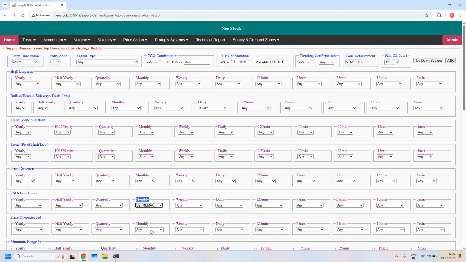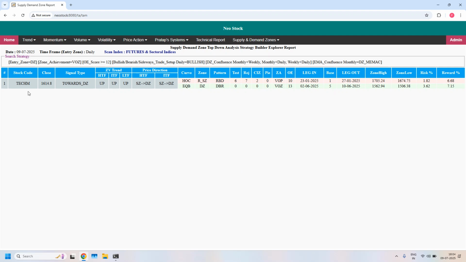Monthly demand zone with monthly EMA. So we got 1 stock. That way this daily demand zone might be having more high probability to get success, provided less than 20 checklist items are satisfied. So this is about monthly income trade, bullish trade setup.